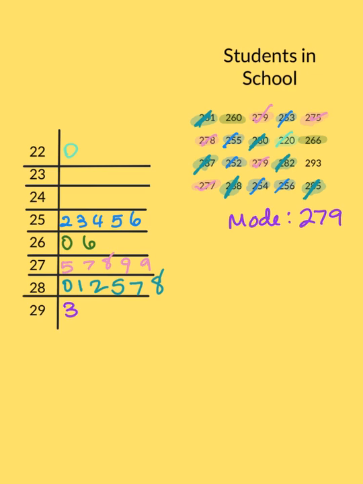Okay, what about my range? My range is going to be my biggest minus my smallest. So it's going to be 293 minus 220. So what is that going to be? That's going to be 73.